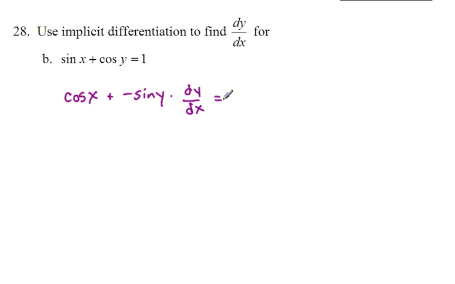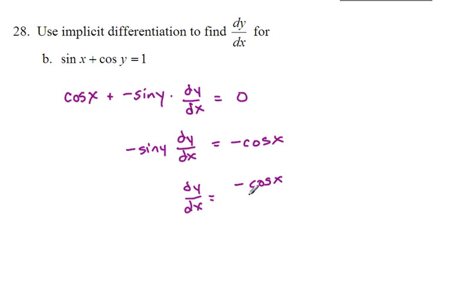And on the right-hand side, the derivative of 1 is simply 0, which means that negative sine y dy/dx equals negative cosine x, and then we just divide. So dy/dx equals negative cosine x over negative sine y, and that becomes positive. We can't simplify this because one is the cosine of x, the other is the sine of y. Since they're different variables, there's nothing more we can do to simplify this one.